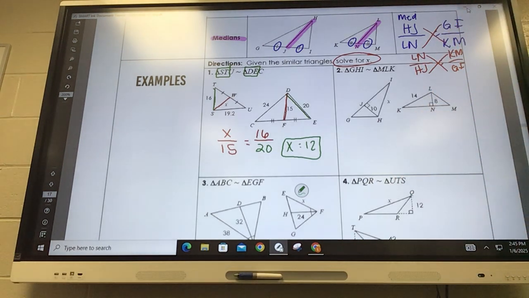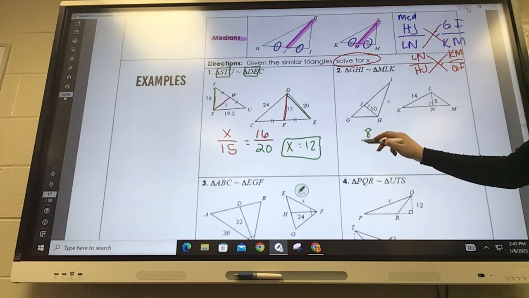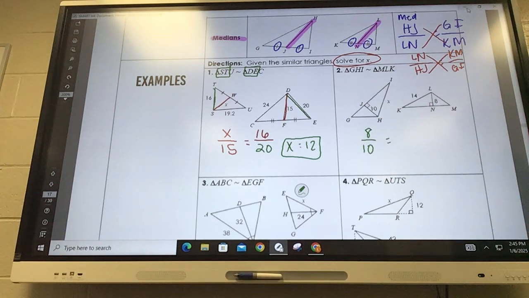All right, number 2, quickly. What type of vocab were we given here? Altitude, and you know that because you immediately see those 90-degree angles. So let's use an altitude to create one of our fractions. Do you want 10 over 8 or 8 over 10? 8. Ooh, we're switching. We're going with 8 over 10. We're going to change it up a little bit.